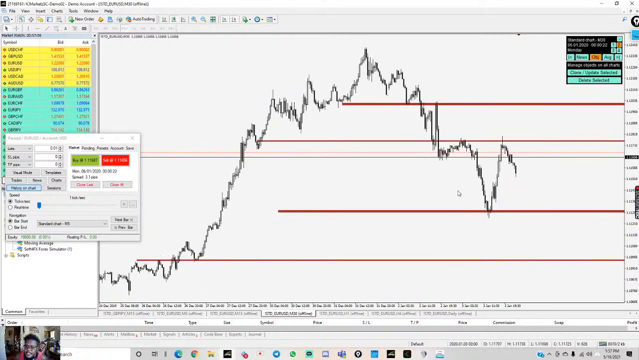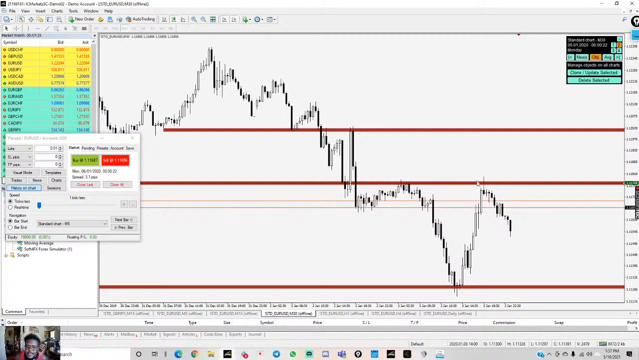Alright, now looking at this on the 30-minute time frame, if price can actually break and close above our resistance here, then the potential is there for buys. So if you can break and close above this resistance we got right here, then you can look for potential buys all the way back up to this level.